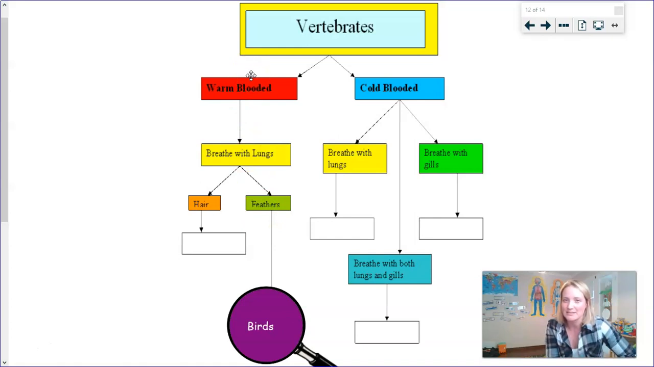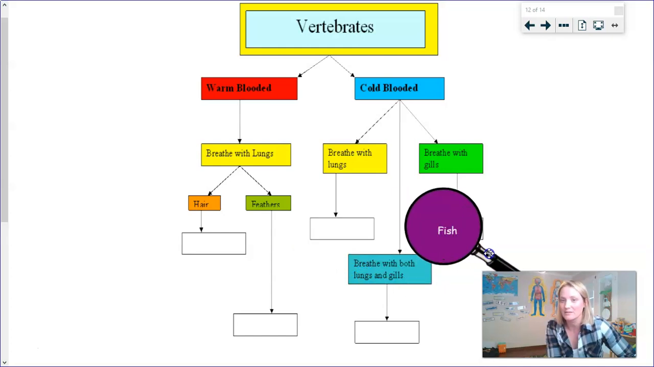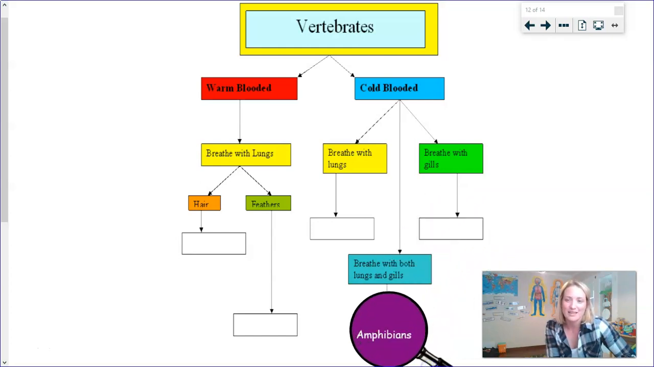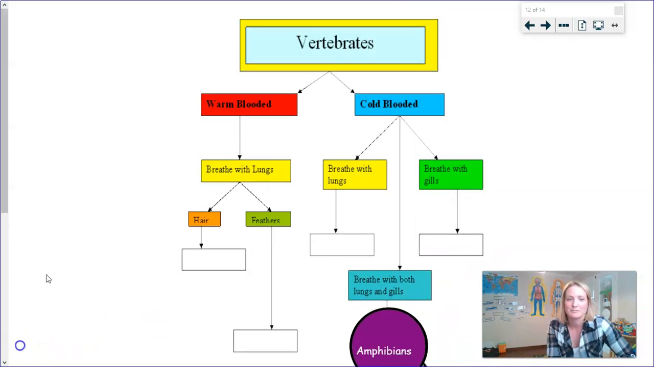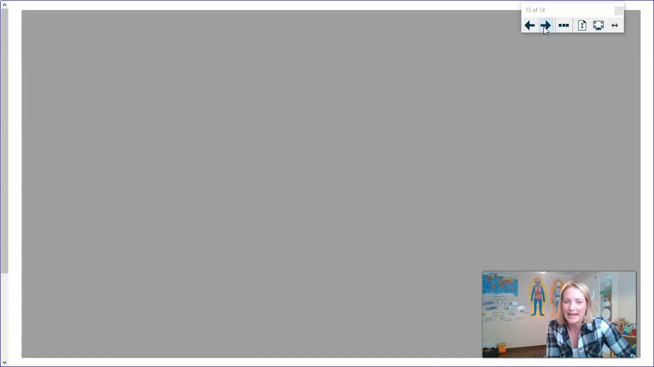body heat. So we come over to the cold-blooded vertebrates, and I want to know which one breathes with lungs. They are my reptiles. Which ones breathe with gills? They are my fish. And finally, which ones are of both worlds and breathe when they're young with gills and when they're older with lungs? They are my amphibians. So now to end the lesson, I thought it'd be fun to play a little game.